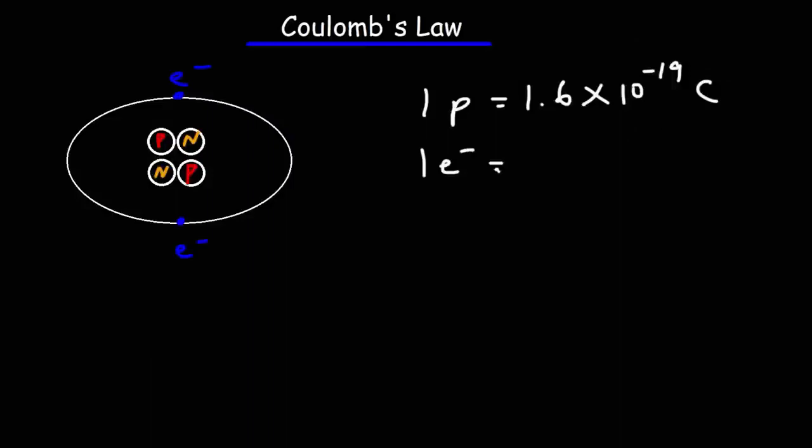Now, an electron has the same magnitude of charge, but with a negative sign. So the charge of an electron is negative 1.6 times 10 to the negative 19 coulombs.